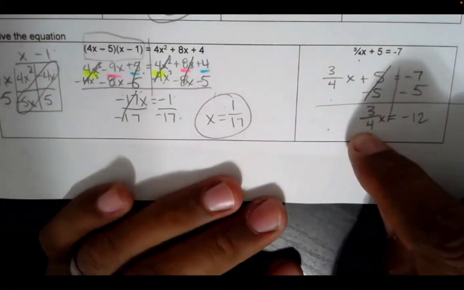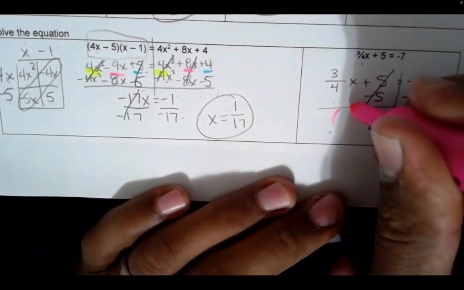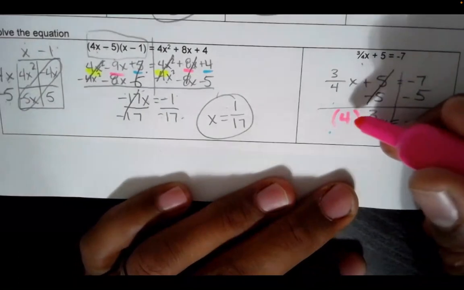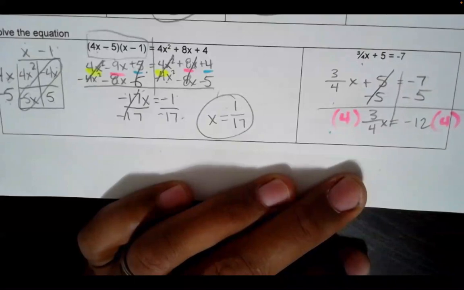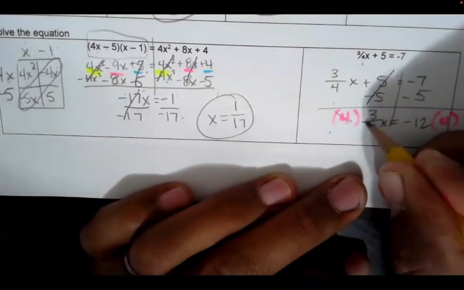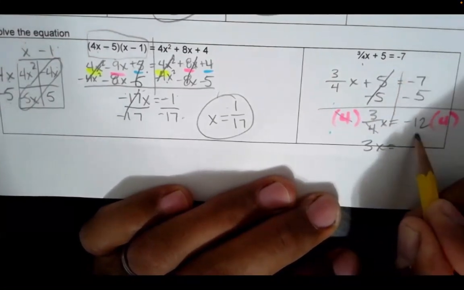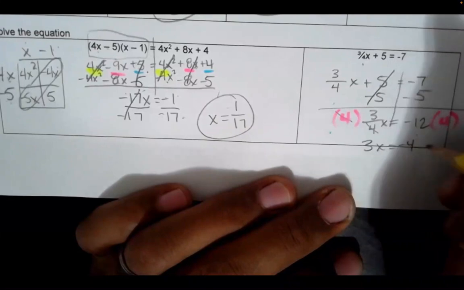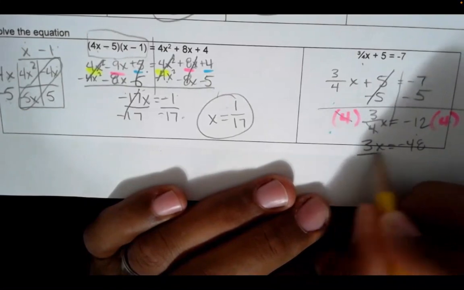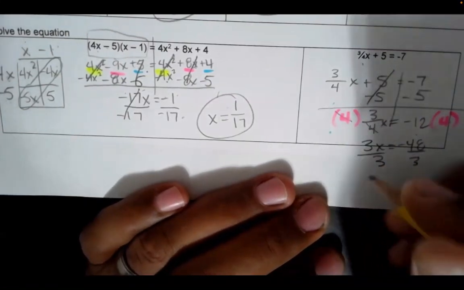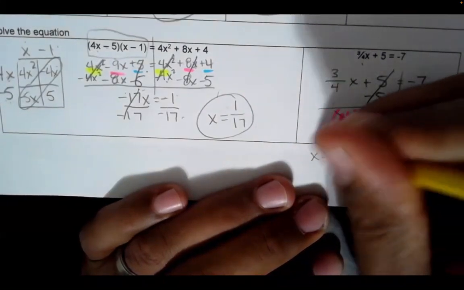Now remember, to get rid of the fraction, we need to multiply the denominator on both sides. So I multiply the 4, which is the denominator, on both sides. And then that cancels. And then I'm left with 3x equals negative 12 times 4, which is negative 48. And then the last step is you're going to divide. So divide by 3. And then we get x equals negative 48 divided by 3, which is negative 16.